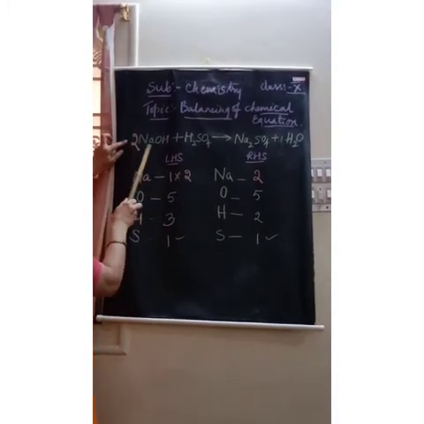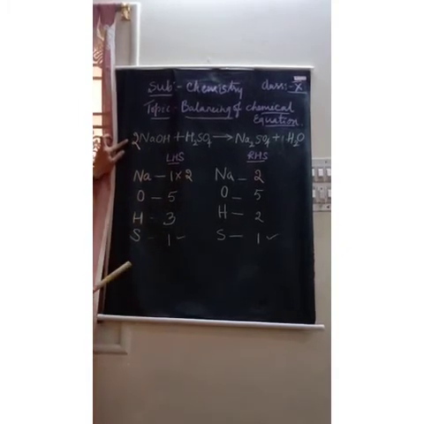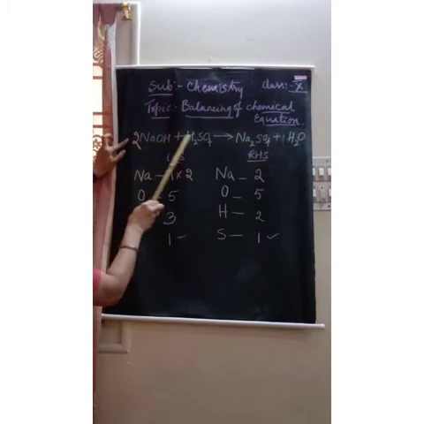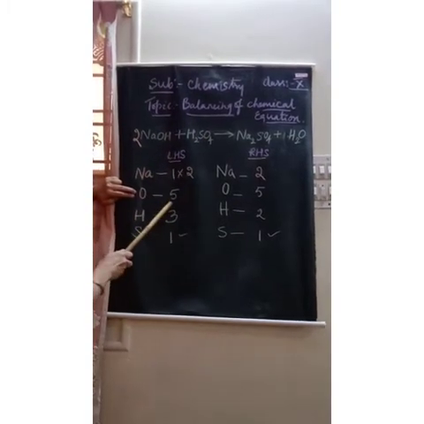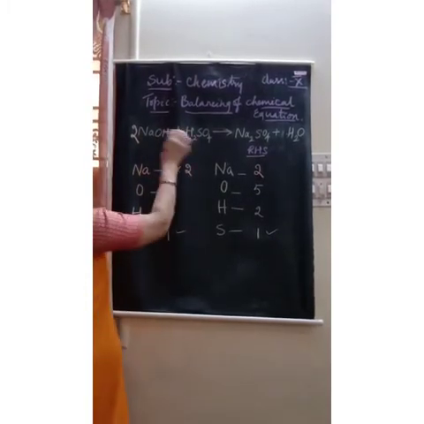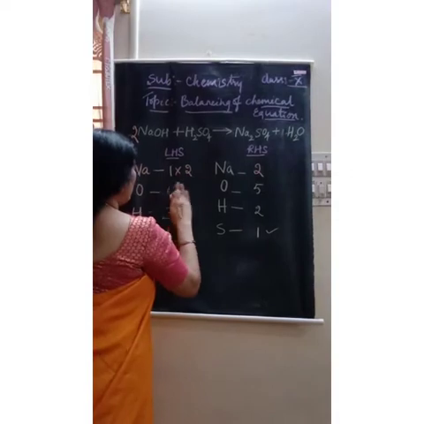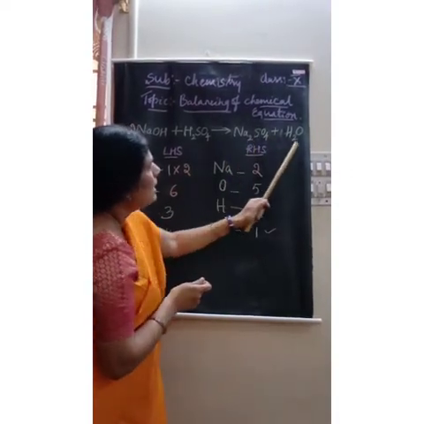So 2Na, 2Na. What about oxygen, children, here? Observe carefully. 2 plus 4. Now before, how much? 5. Now in the LHS, 5. 4 plus 2, 6. What do we have to do now? We have to write 6. Here oxygen will be the same.